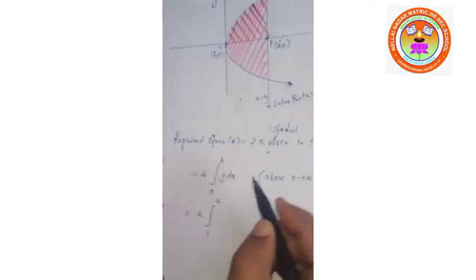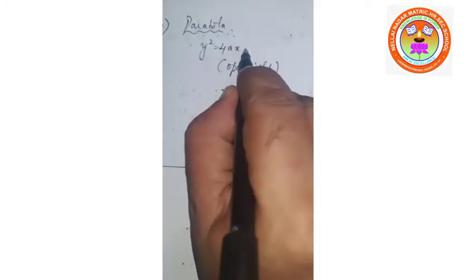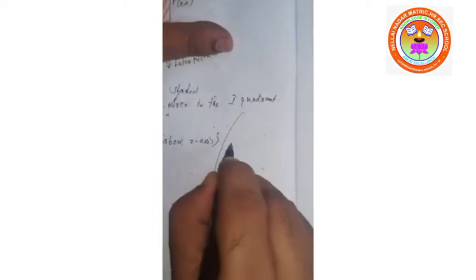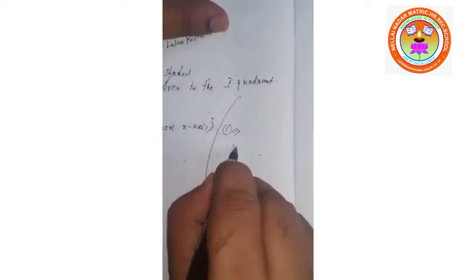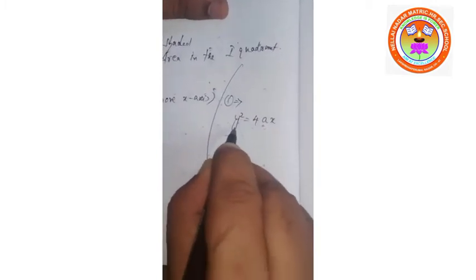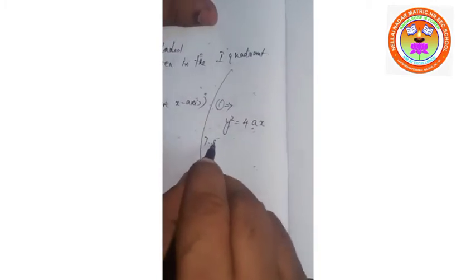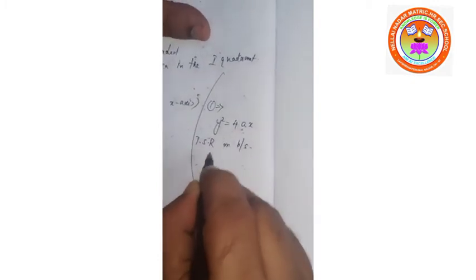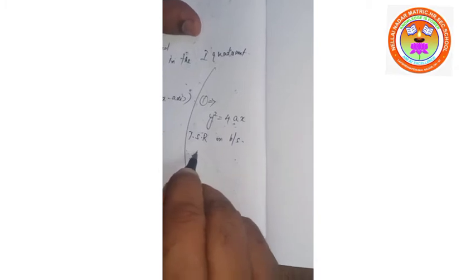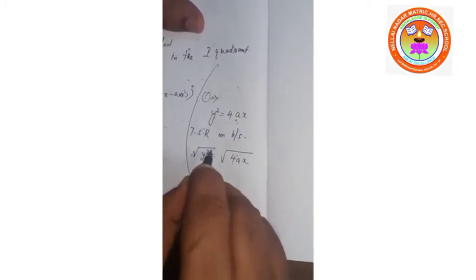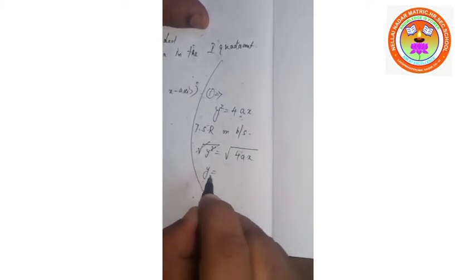Y to be found from equation number 1. I do it here. Equation 1 implies y squared equal to 4ax. For finding y, taking square root on both sides. Y squared square root, the square root gets cancelled, y will be there.